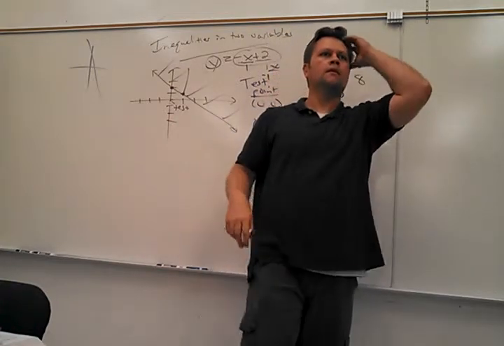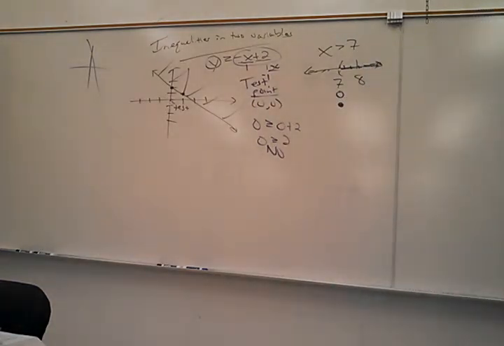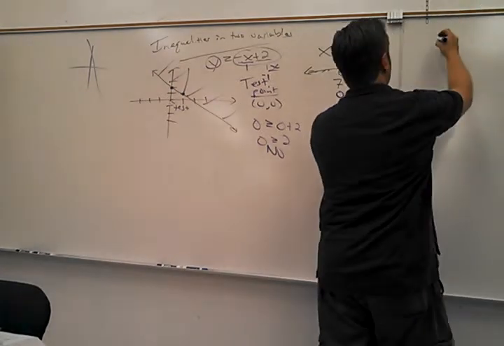And you can only use 0, 0 as the test point, right? No, you could use any point you want to. No, I'm saying you can only use it if the line doesn't go through it. Oh, I see what you mean. Yeah, so as long as the line doesn't go through it. So guess what kind of example I'm getting now? With the line going through it.